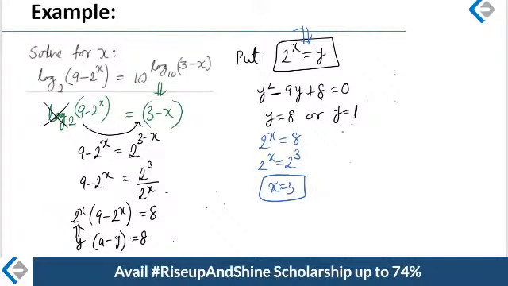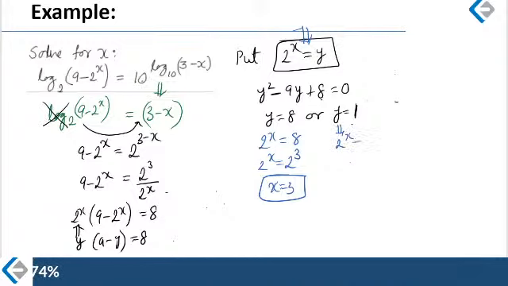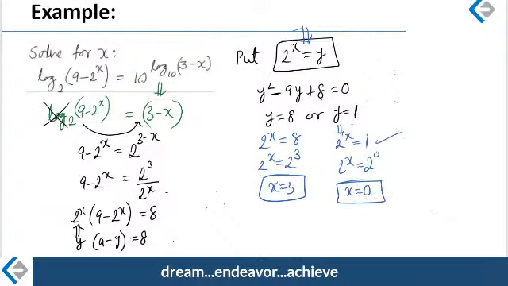Second one: what is y here? Y is nothing but 2 raised to power x, and 2 raised to power x is equal to 1. What does it mean? 2 raised to power x is equal to 2 raised to power 0. That is the only way to get 1 here. And therefore x is equal to 0.